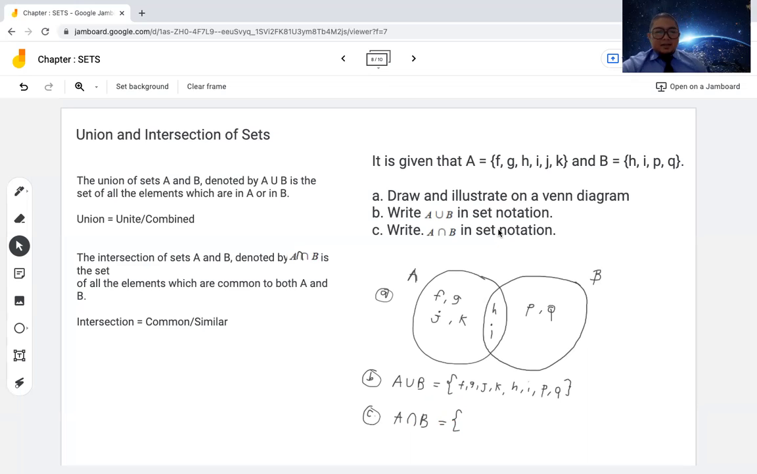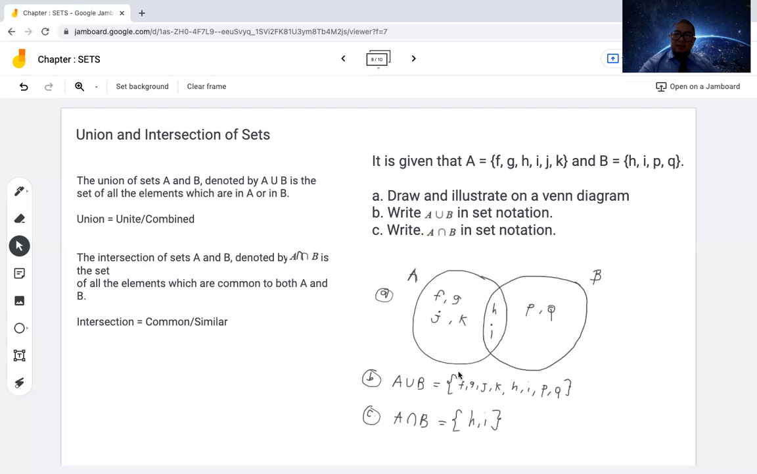So just like what I said, the most efficient term to explain intersection is to see the common elements between the two given sets. And what we see here is that the only elements that are the same are H and I. So that means that the intersection of A and B is H and I.